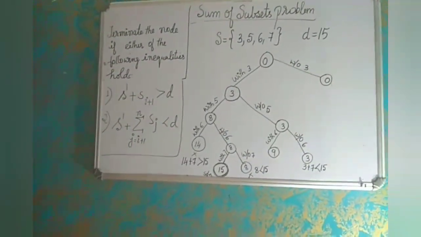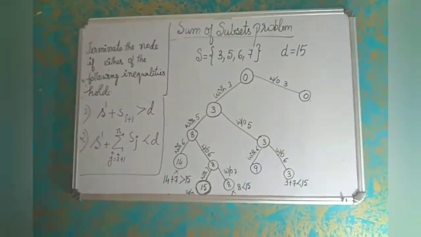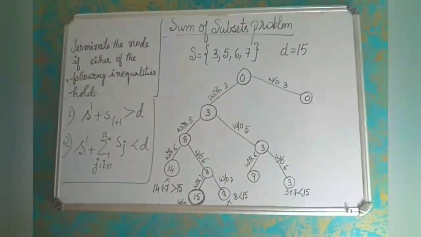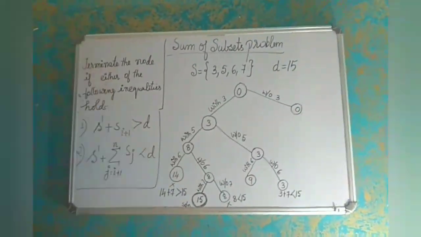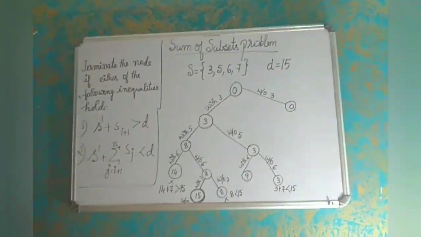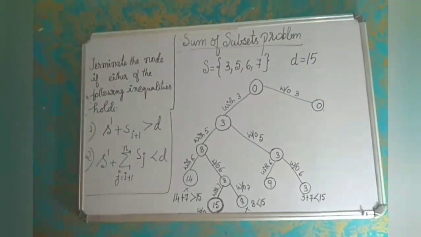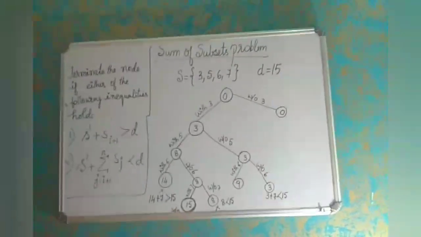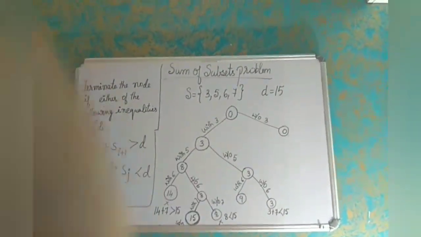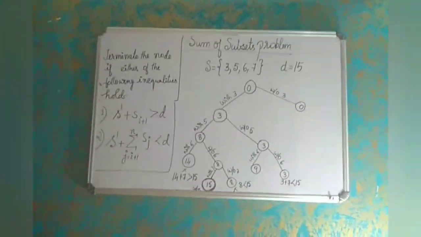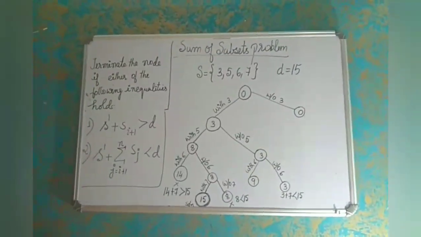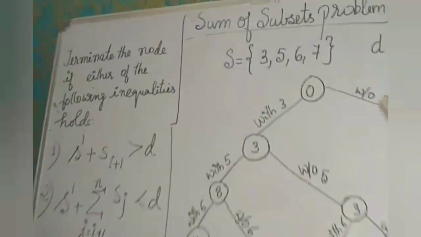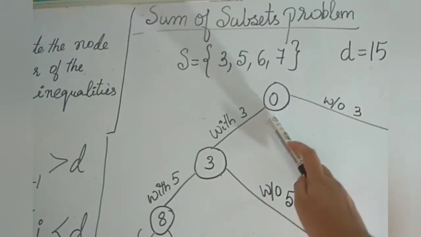I have told you how you have to draw the state space tree. Initially, the root of the state space tree represents the point wherein we have not started deciding which element to consider. That is why the value of the root node is 0. You can see here, this is the root node, and the value is 0.